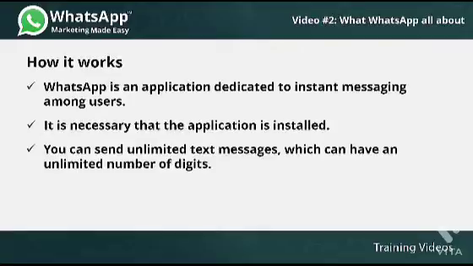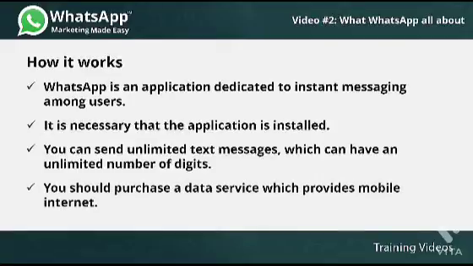For communicating through WhatsApp, you should purchase a data service which provides mobile internet. If not, then you must be connected to a Wi-Fi network, because this application only works through the internet. In other words, messages are sent through the internet to the recipient.